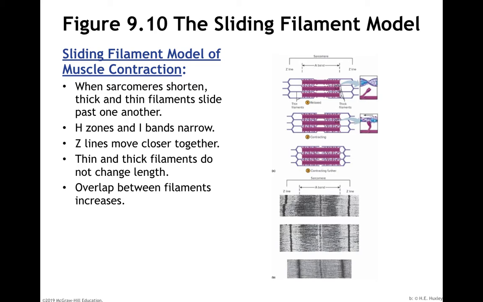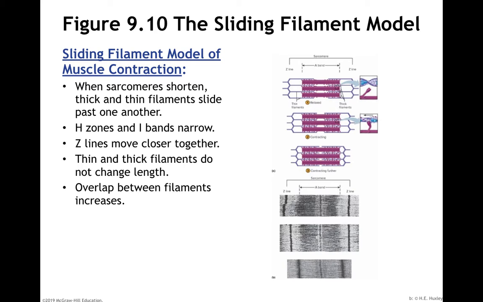This is the basis of the sliding filament model of muscle contraction. So when the sarcomere shortens, the thick and thin filaments slide past one another. The H zones and the I bands narrow. The Z lines move closer together. When the Z lines move closer together, the muscle gets shorter.